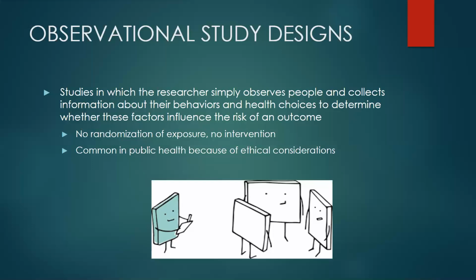We can be fairly certain that it's not other things that travel along with the exposure that are actually causing the outcome to happen. In other words, experimental studies can really limit the amount of confounding and the amount of bias that occurs because of confounding in a research study. But it's also possible to do a not great experimental study.